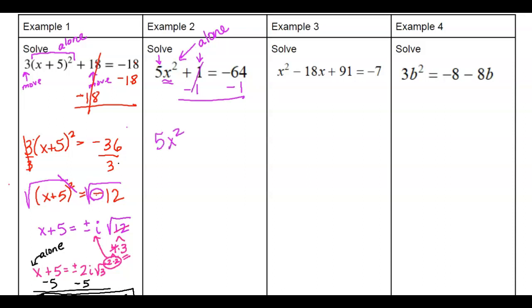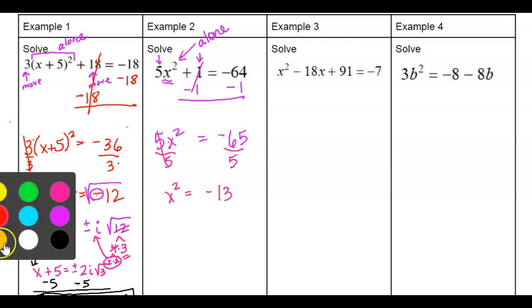5x squared, this is 0, and add these two together, we get negative 65. To get x squared alone, that 5 is being multiplied, so we're going to divide both sides by 5. X squared equals negative 13, and it does go in evenly.